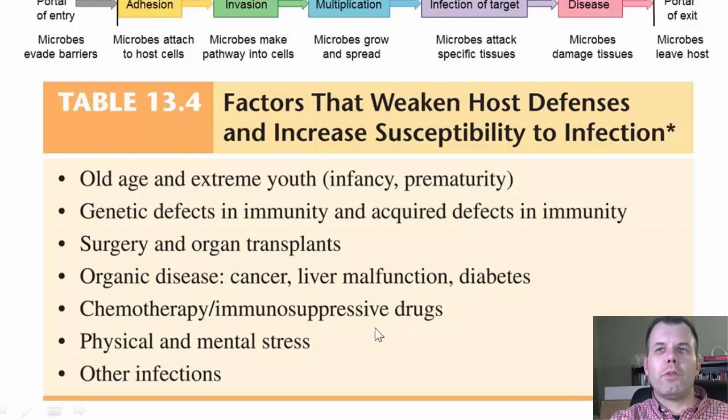Chemotherapy and immunosuppressive drugs. Chemotherapy targets rapidly dividing cells. What is one of the cells that rapidly divide in your body? Your immune cells, your white blood cells, and so it targets those too. And so if you're going in for cancer treatment, along with if you had a transplant of any kind, you're going to be on drugs that suppress your immune system. Your immune system goes down, and that makes you more likely to get infection.